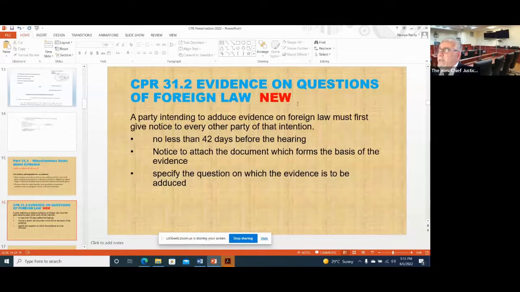Yes, the provision says that the notice which you have referred to must have attached a document which forms the basis of the evidence. Logically, that's a draft of the affidavit of law that you would be proposing to file, and specify the question on which the evidence is to be adduced. That is simply the question on which the expert has been asked to opine. So it is in effect a draft. In a practical sense, the easiest way to comply with it is to attach a draft of the affidavit of law so that the other side has notice of it, and then, of course, in due course that would be filed.